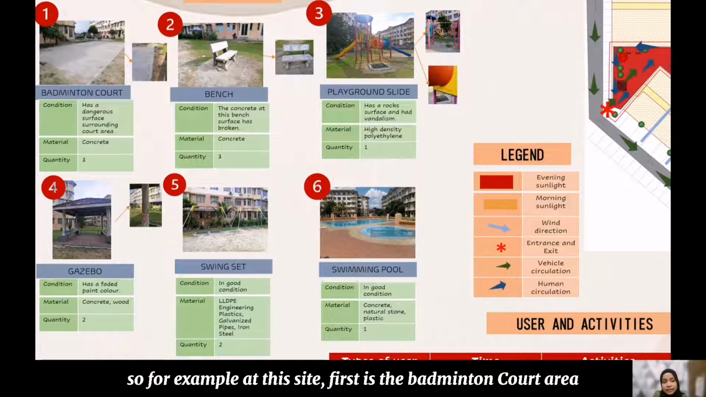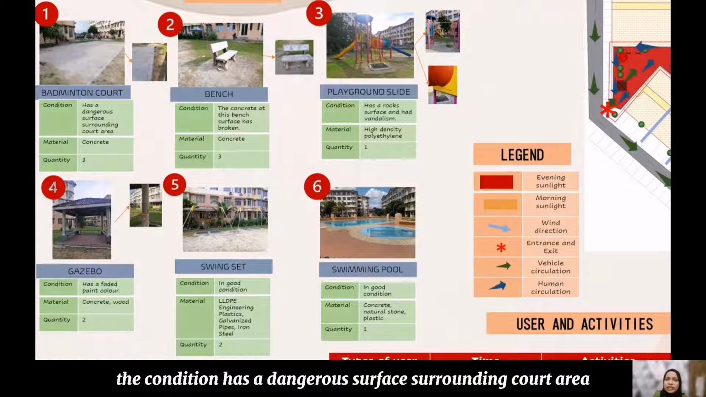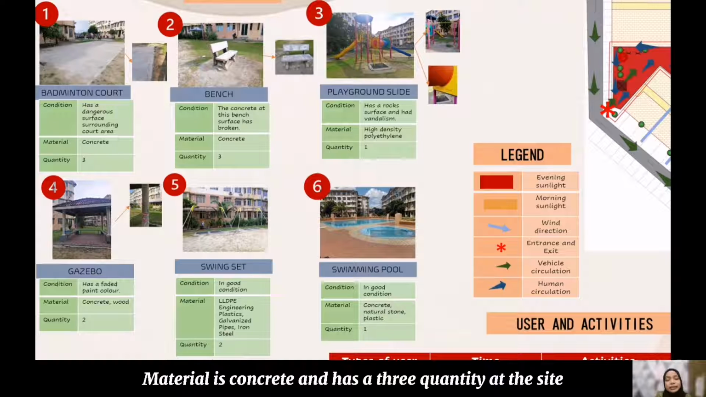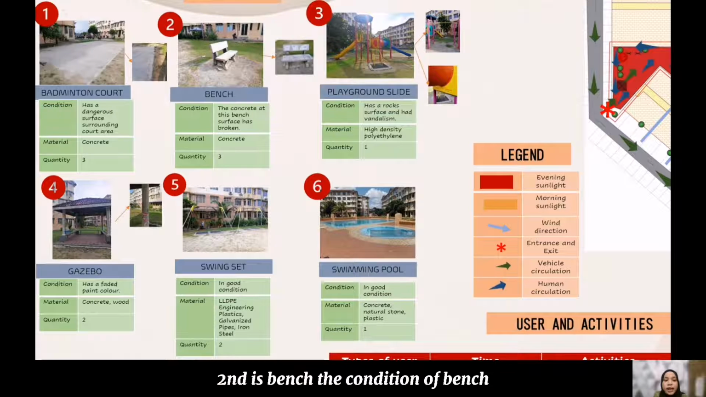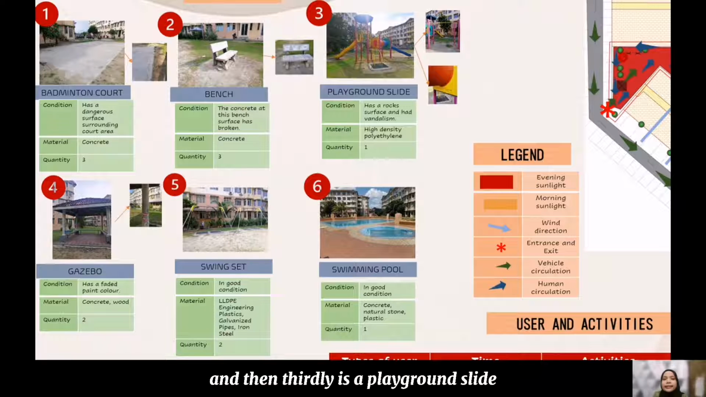So for example, at this site, first is the badminton court. The condition has a dangerous surface surrounding the court area. Material is concrete and there are 3 at the site. Second is the bench. The condition of the bench is that the concrete at the bench surface has broken. So the material is concrete and it has 3 quantity.